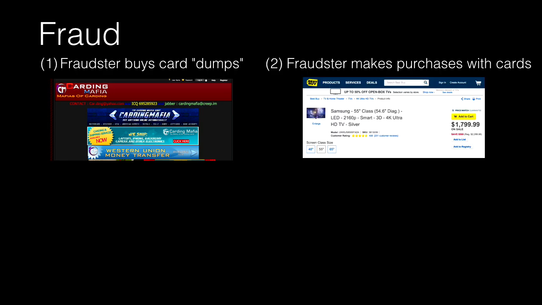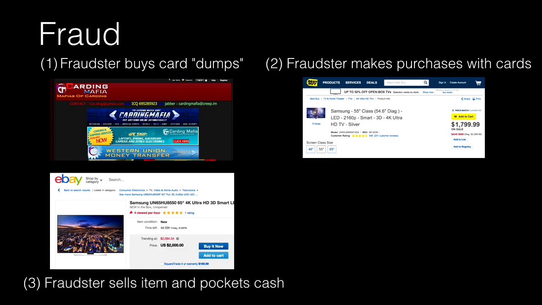So what do I do next? I take those cards and I go to a retailer that sells expensive and popular items. So in this case, TVs. So I'll take each of those cards and I'll buy a TV from Best Buy for $1,800. Eventually, that TV will arrive at my door, and I'll go sell it on Craigslist or eBay at a discount, say for $1,000. So now I've pocketed $1,000 minus the $10 cost of the card that was stolen. So I'm happy. What happens next?